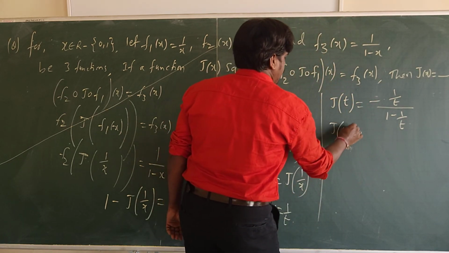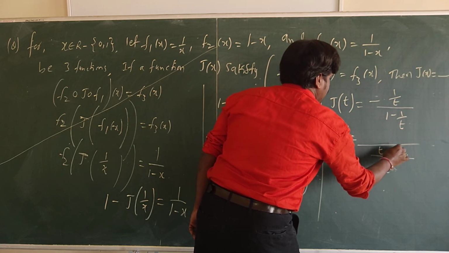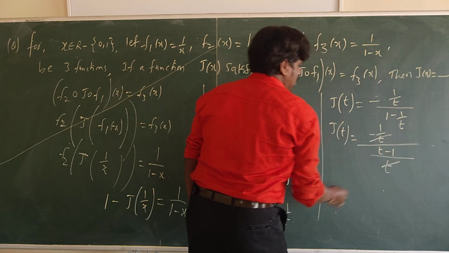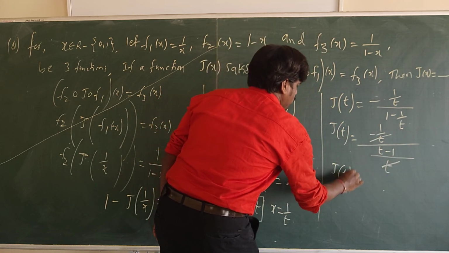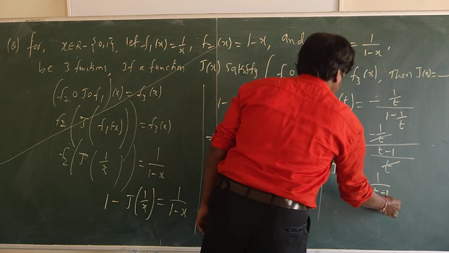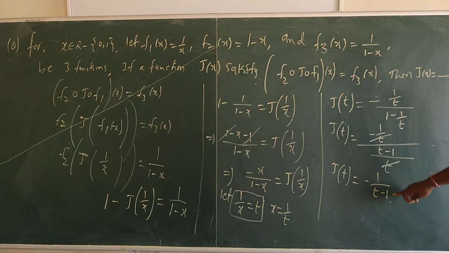So j of t: t will be the LCM, t minus 1 and minus 1 by t, and this t cancels out. j of t is equal to minus 1 upon t minus 1. Look at which option is right. This looks the same; just multiply by minus, take the minus common, on both up and down, so I get 1 minus t.